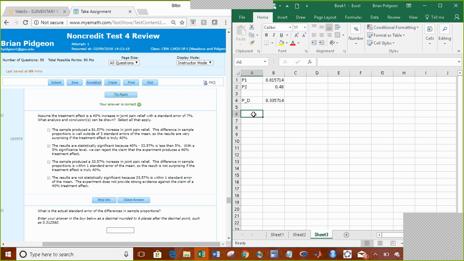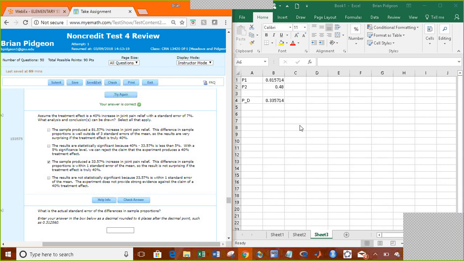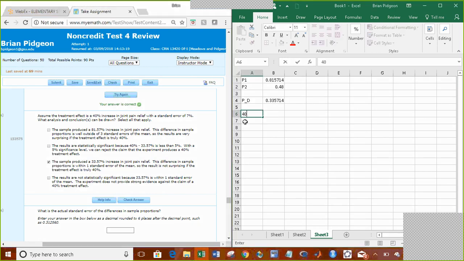So, assume the treatment effect is a 40% increase in joint pain relief with a standard error of 7%. So the sample produced a 33.57 increase in joint pain relief. The difference in sample proportion is within 1 standard error of the mean, so the result is not surprising if the treatment effect really is 40%. So what this means is, they're saying assume that taking the drug actually does help with joint pain. So what we can do is 0.40 minus the standard error of 0.07.